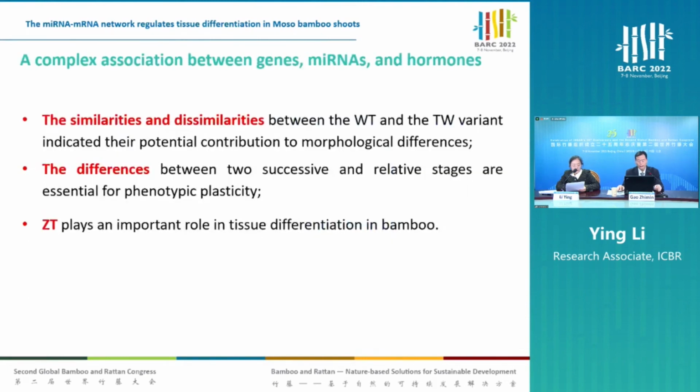In conclusion, our research indicated a complex association between genes, microRNAs, and hormones in the thickening bamboo shoots. The similarities and dissimilarities between the wild type and the variant indicated their potential contribution to morphological differences. The differences between successive and relative stages are essential for phenotypic plasticity. ZT played an important role in tissue differentiation in moso bamboo.